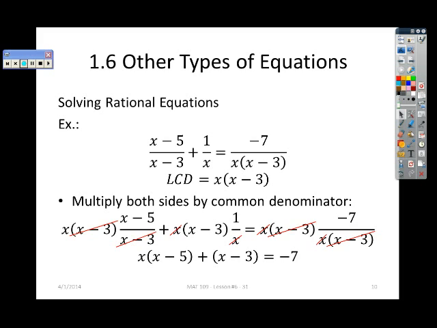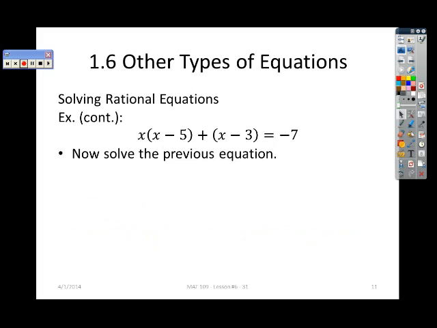So I solved this equation. In this case, it's going to be a quadratic equation. And you choose whatever you think is the best way to solve it.